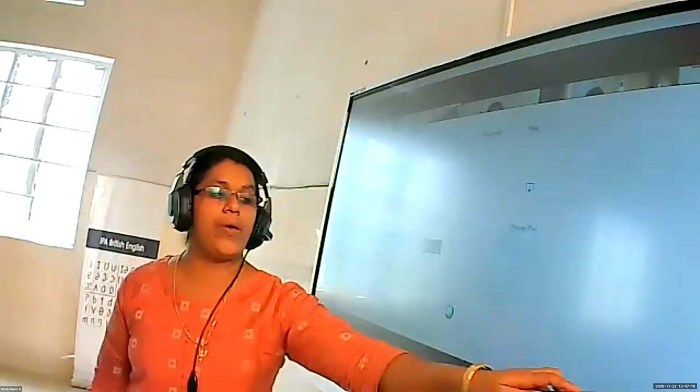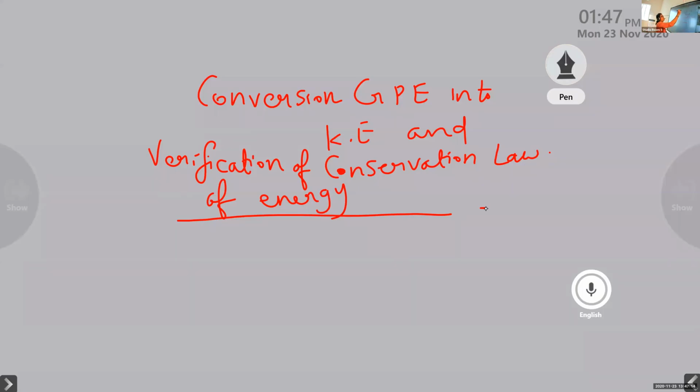Our heading is conversion of GPE, gravitational potential energy, into kinetic energy, and verification of the conservation law of energy. We have also learned this in 9th standard, but how many took it seriously at that time, we don't know. So we are going to learn it once again.